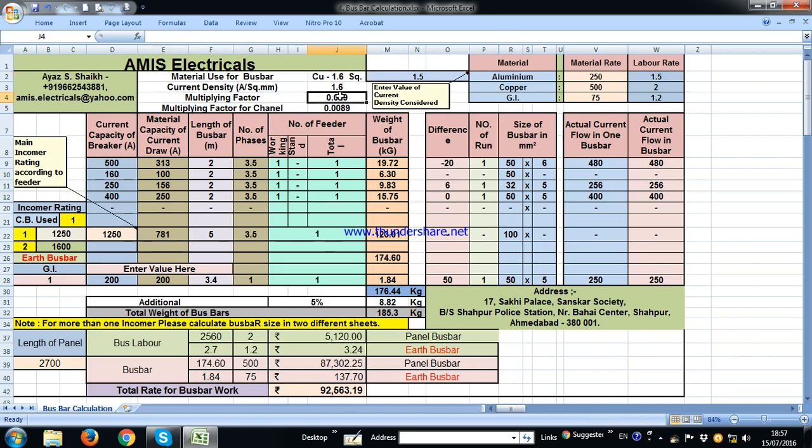Multiplying factor is also changed accordingly. If we are using aluminium, then this is 0.0027, and if we are using copper, then it must be 0.009. Multiplying factor for channels.